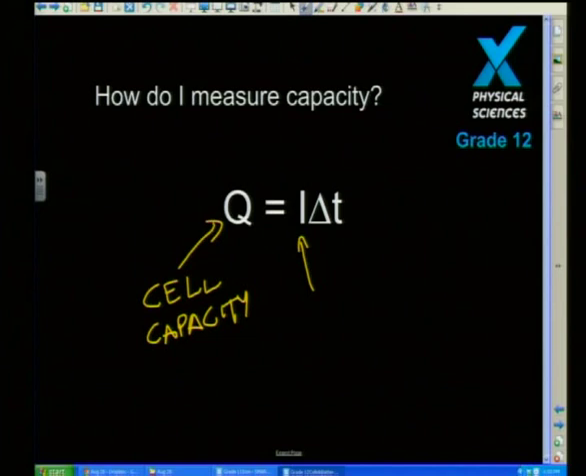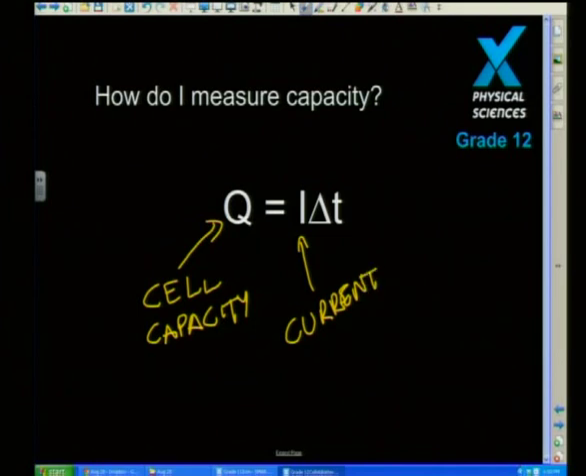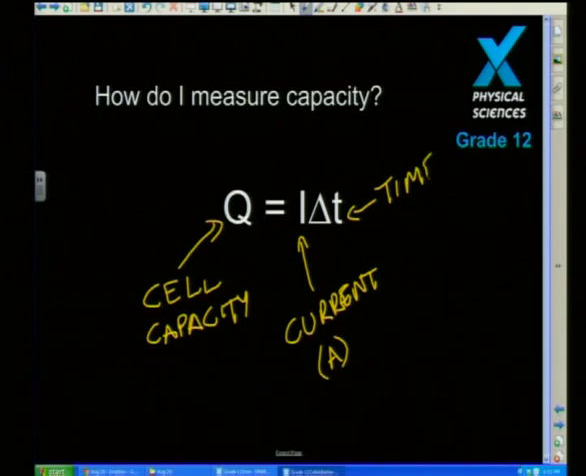I is the current, which, if you remember, is measured in amperes. Now, here's something different. The time which you use in this calculation is no longer in seconds when you start to talk about cells. This time is measured in hours. That's why I measure battery capacity, and you saw this earlier on, in amp hours. So my cell capacity over there is measured in amp hours.